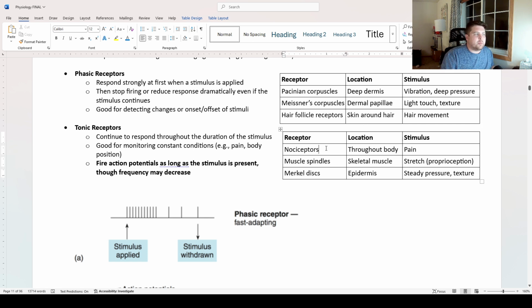But let's say we step on a nail and now there's a nail stuck in our foot. Our body's going to want to continue to let us know, hey, this is an issue, until we do something about it, because that is going to continue to be dangerous to us. Or in the sense of muscle spindles, we want to know proprioceptively where our body position is at all times to assist with proper postural movement as well as balance and that sort of stuff.